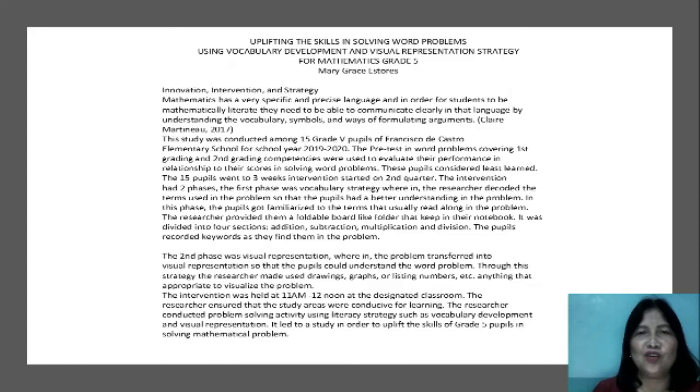For this research, let's find out the strategy used by the researcher. We're going to find the strategy now in this research. Okay, so take a look at this research and find out the strategies that the researcher used.